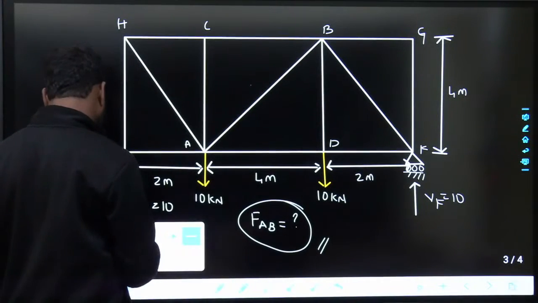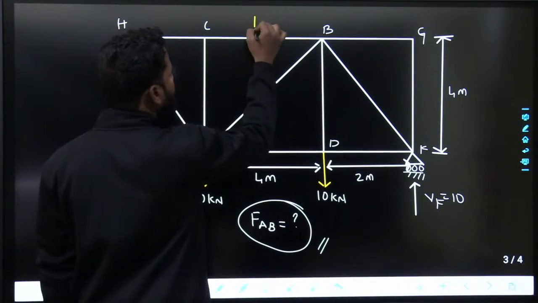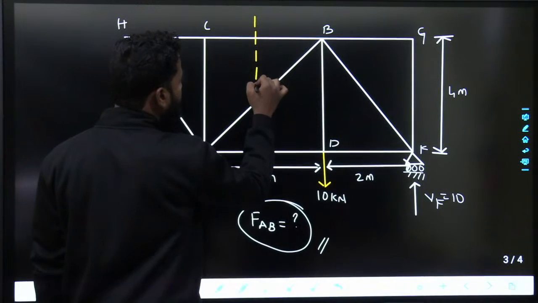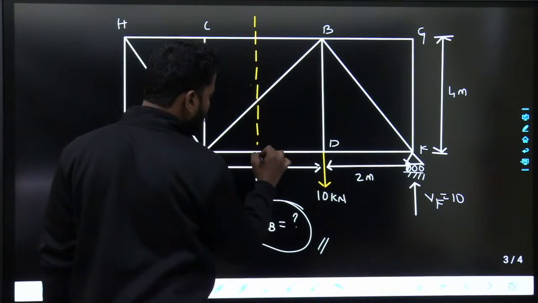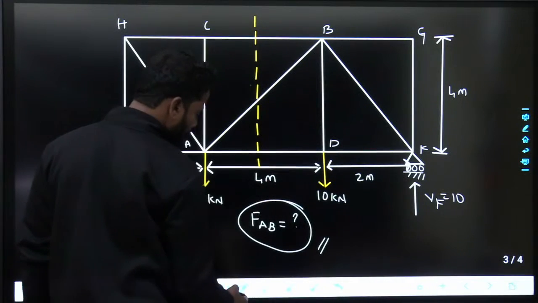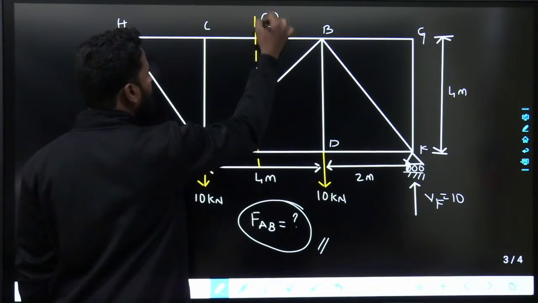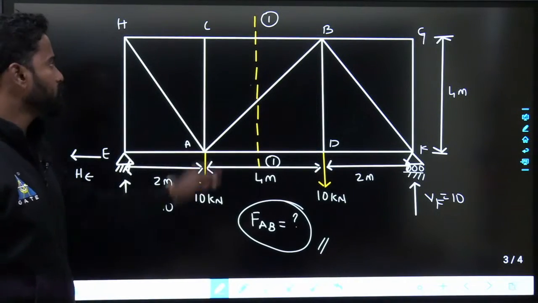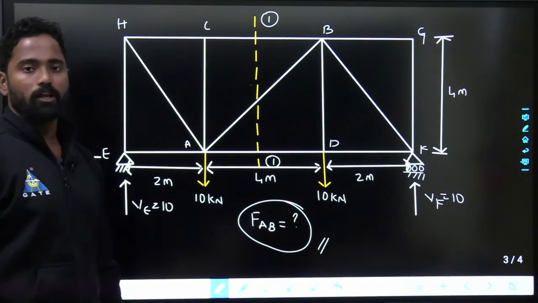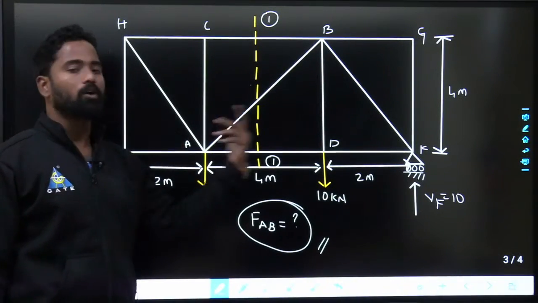So consider a section. Section should be such a way that it has to cut only 3 members, not more than 3 members. So I am cutting 1, 2, 3 members. You can take left side or right side.